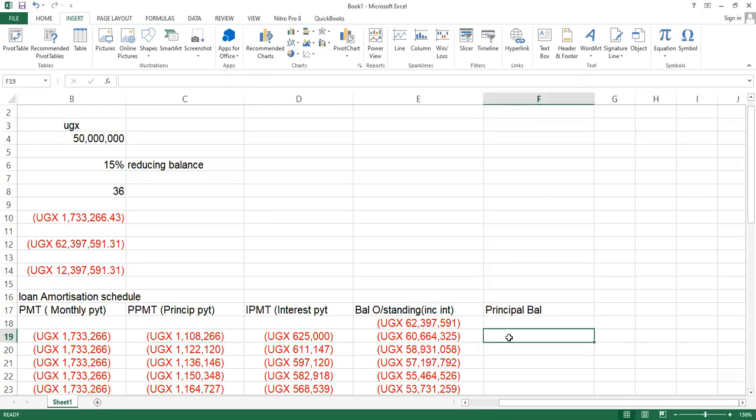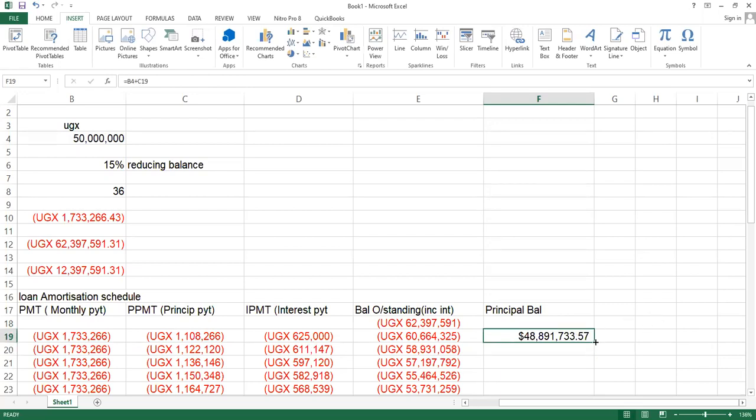So I'll come here, I say equal sign. I get this loan amount, 50 million, minus, minus. So that means it's going to be a plus. So I'll say plus this principal payment, okay? Because it is 50 million minus, minus. You know, now the signs will change and it becomes a plus, okay? So that means at the end of the first period, you would have paid that.